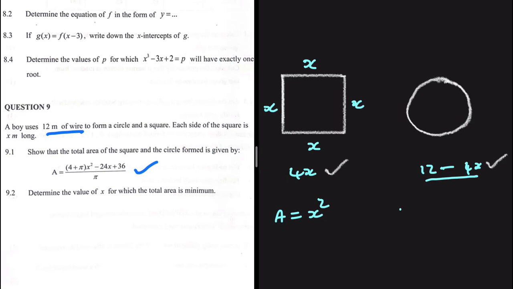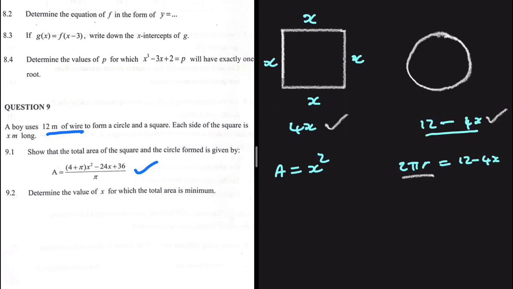So we can say that 2 pi r is equal to 12 minus 4x. 2 pi r is the formula you use to get the circumference. In this case, it is equal to 12 minus 4x. We want to find the area of the circle. So I'm doing this so that I can find the radius, because as soon as I have a radius, I have an area for that circle.